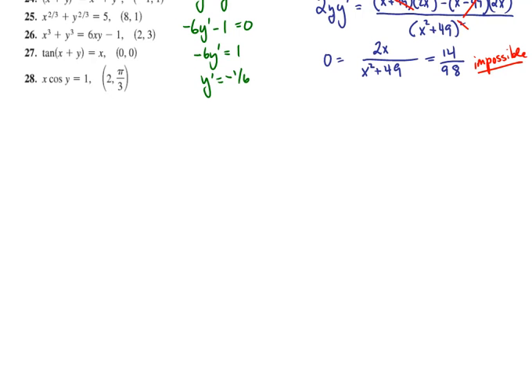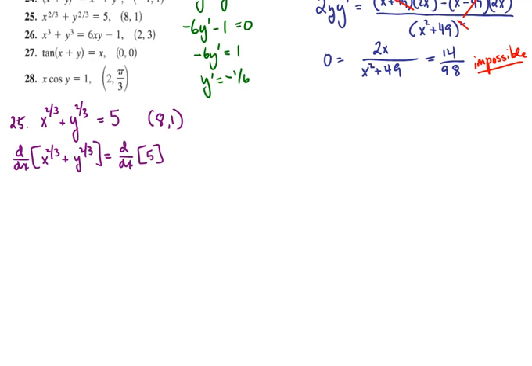Okay, hopefully in this video we'll go on to complete problems 25 and 27. So we're looking for the derivative of y with respect to x of x to the 2/3 plus y to the 2/3 equals 5 at the point (8, 1). So we're going to start by taking the derivative of both sides with respect to x.